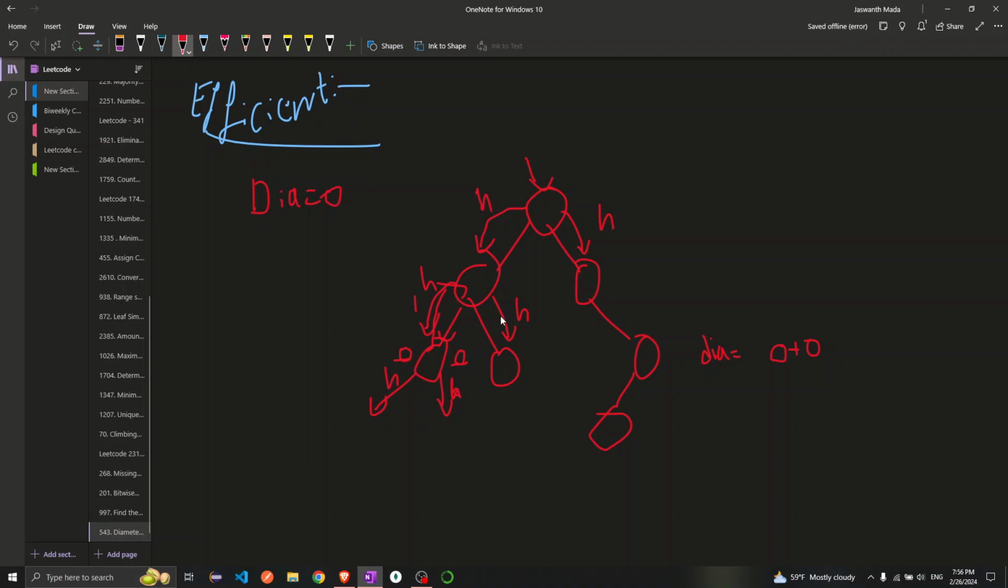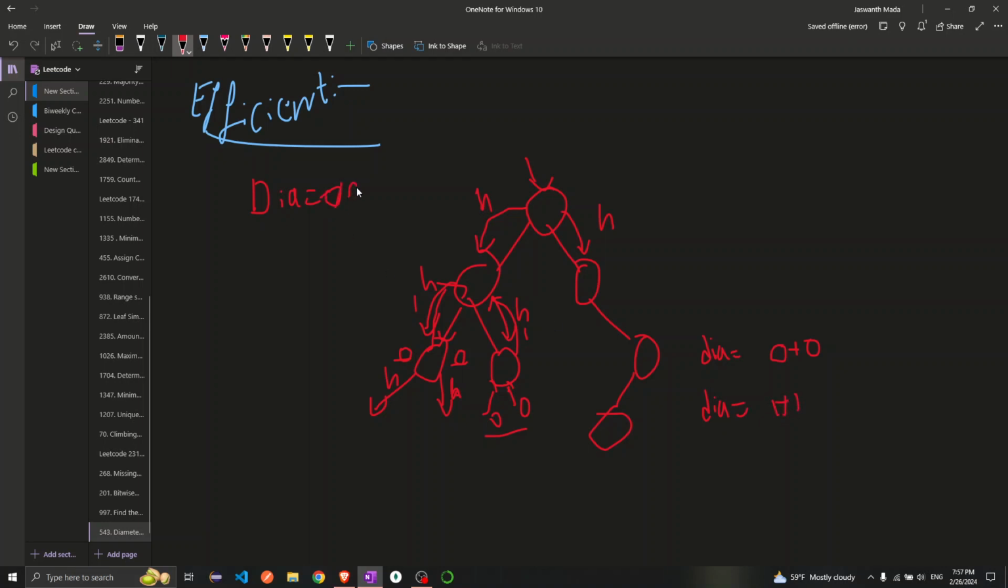I will return 1. So the right height is again, this will return 0, this will return 0, and the diameter formula is still the same, 0 plus 0, which is 0. This will remain 0. But I will return height, which is the maximum of these two, which is 0 again, and I'll add 1 to that. So this node is receiving 1 from this node. This node is receiving 1 from this node. So what's the diameter for this node? 1 plus 1, which is 2, right?